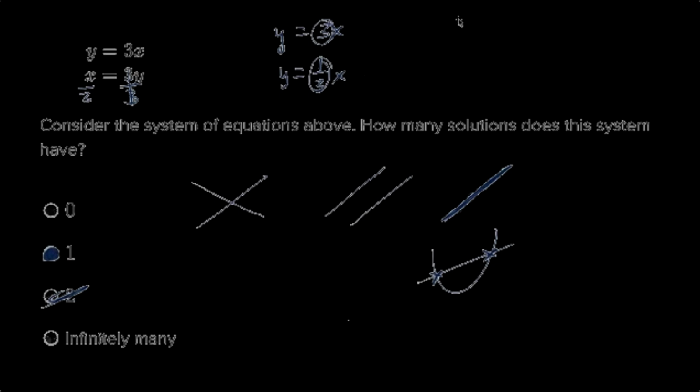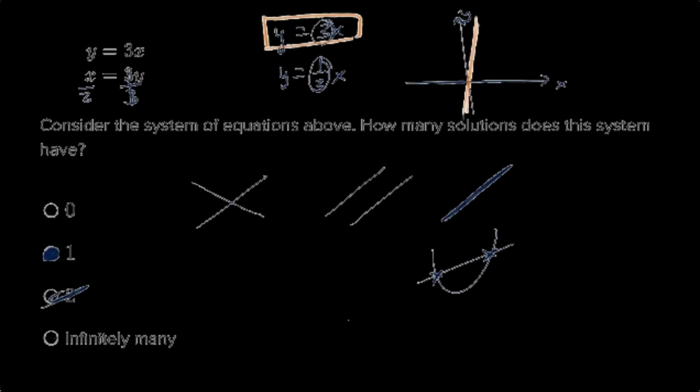And if you wanted to visualize this on the coordinate axes, I'll do it really fast. If that's our y-axis, this is our x-axis, x, y. This first line right over here is going to have a slope of 3. So it's going to be a pretty steep line. It's going to look something like this. And then the second line right over here is going to have a slope of 1/3. So it's going to look something like this.